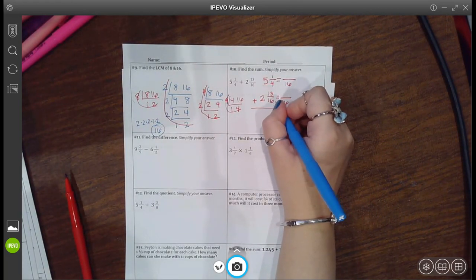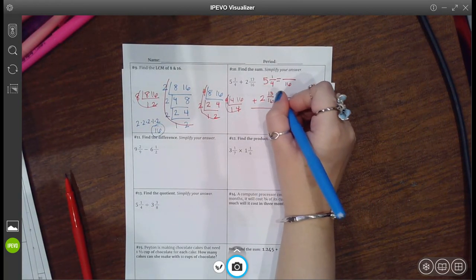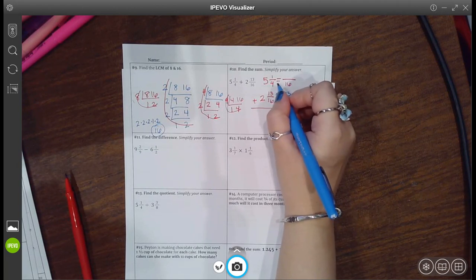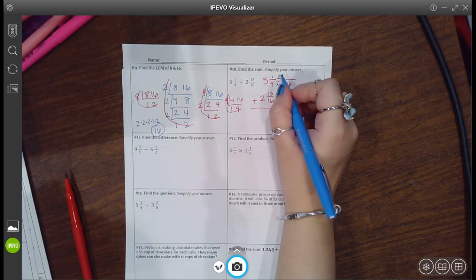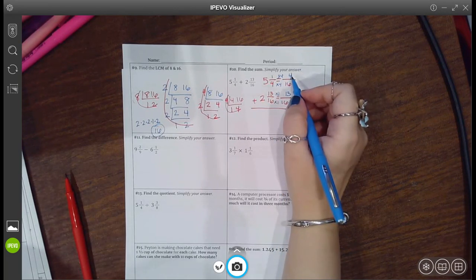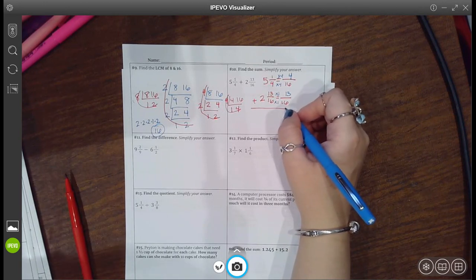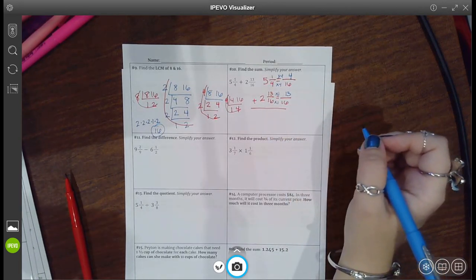16 times what is 16? 1. So do the same thing on top. 13 times 1 is 13. Here, 4 times what is 16? 4. So do the same thing on top. 1 times 4 is 4. So 4/16 reduces to 1/4, and this already had a denominator of 16, so I just kept the fraction the same.